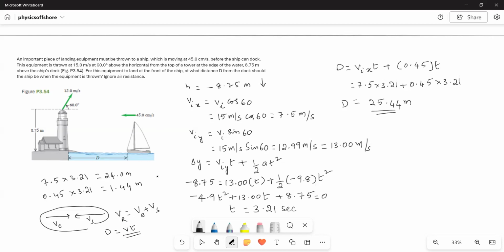Otherwise, what we can do is, in 3.21 seconds, the equipment moves a distance of 24 meters. In the same time, 3.21 seconds, the boat moves a distance of 1.44 meters. So the total distance covered is 25.44 meters.